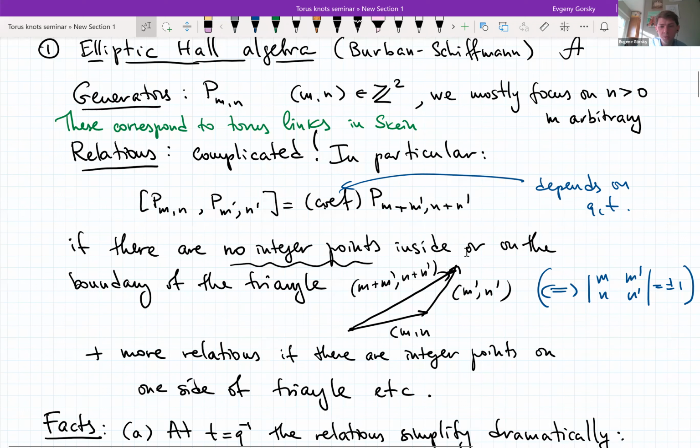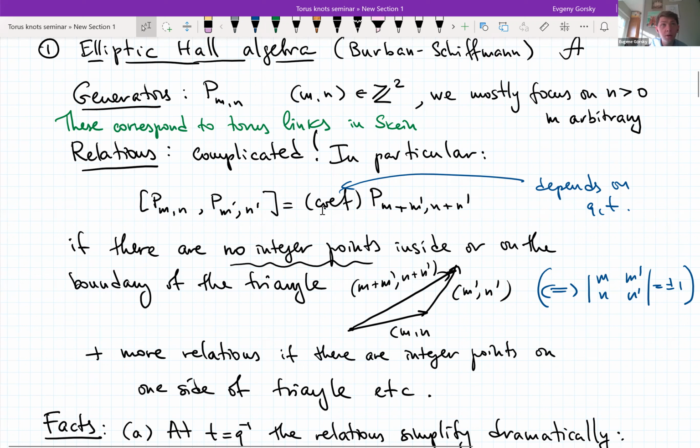If there are integer points on one side of the triangle, there are more complicated relations, which I'm not going to talk about. And if the vectors are collinear, they actually commute if they point in the same direction. But there are just more relations of this kind, which capture how these vectors P_{m,n} are on the lattice. And this coefficient depends on q and t. We won't need the explicit formula, but this is some rational function in q and t.